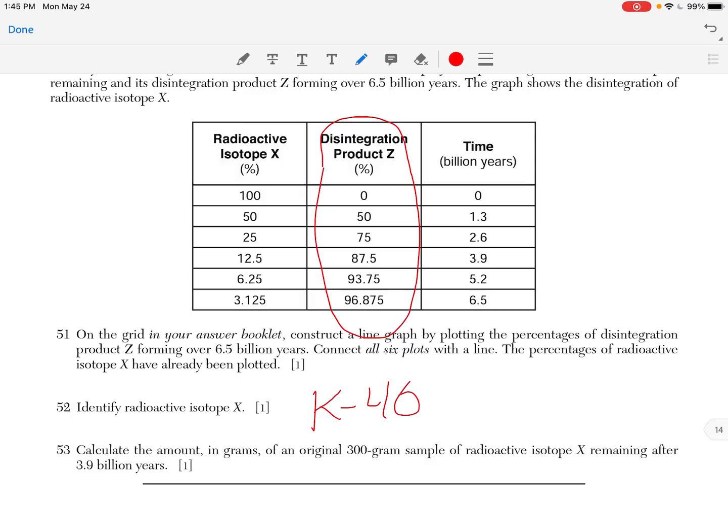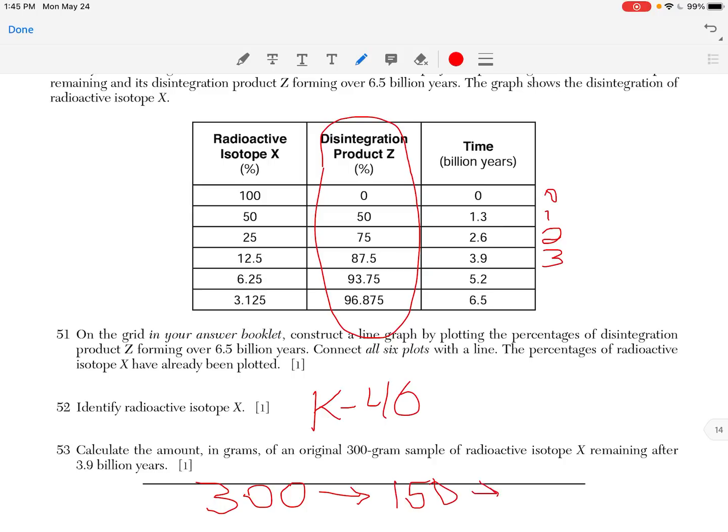Now, the last question, number 53, says to calculate the amount in grams of an original 300-gram sample of radioactive isotope remaining after 3.9 billion years. So if you think about this, it's actually shown right here on the graph. This is 0 half-lives, this is 1 half-life, 2 half-lives, 3 half-lives. So we go through 3 half-lives to get to that 3.9 billion year mark. So if we start with 300, and after 1 half-life, or 1.3 billion years, we're down to half of that. So that would be down to 150 grams.